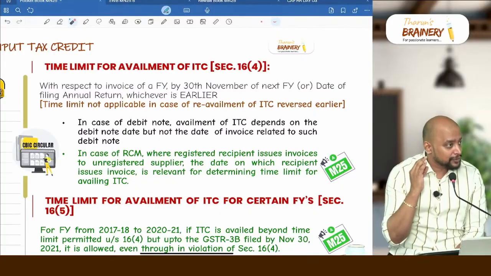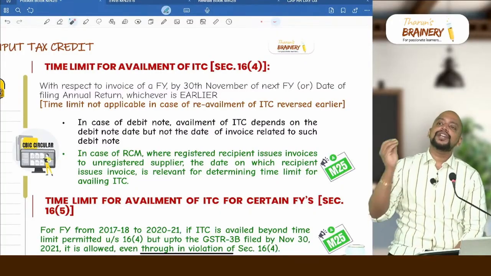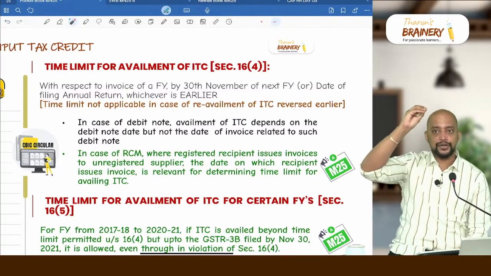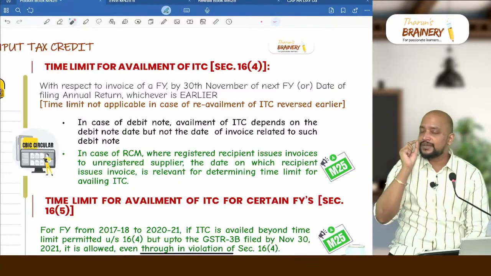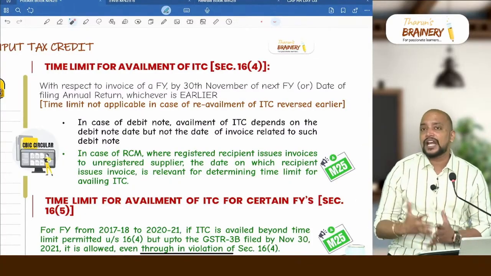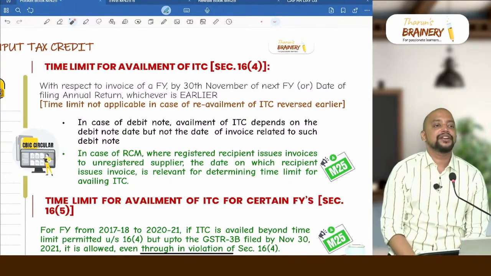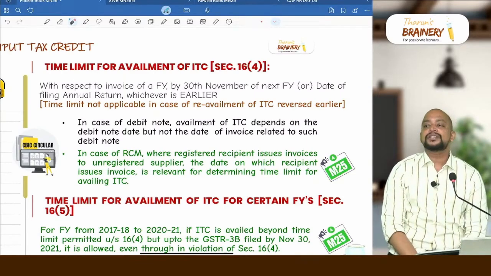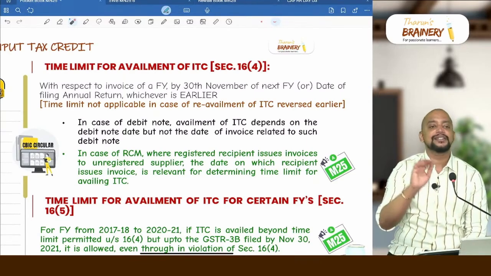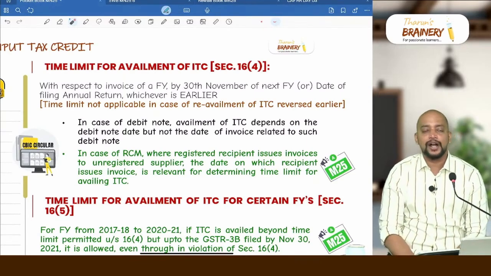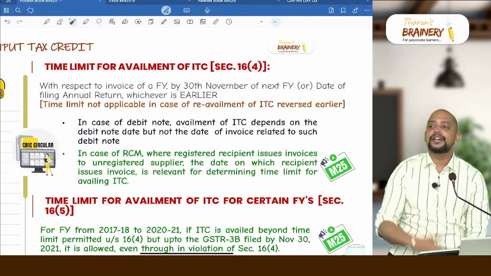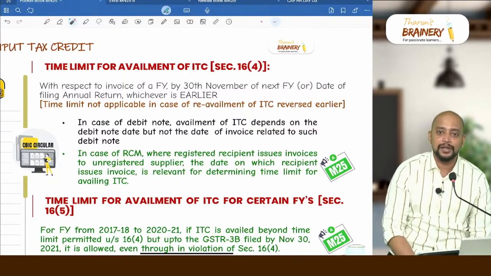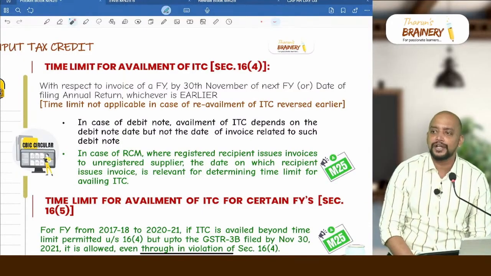Definitely, only the debit note date should be taken. Even though the invoice was given some 4 years before, see the debit note date. Sir, there is no time limit for a debit note. Of course, for a credit note only there is a time limit. Because a credit note leads to reduction in liability, it is a loss to government, so there is a time limit. Whereas a debit note leads to increase in liability, a gain to government, so why would they give a time limit? Even after 100 years you can give a debit note, no issue.